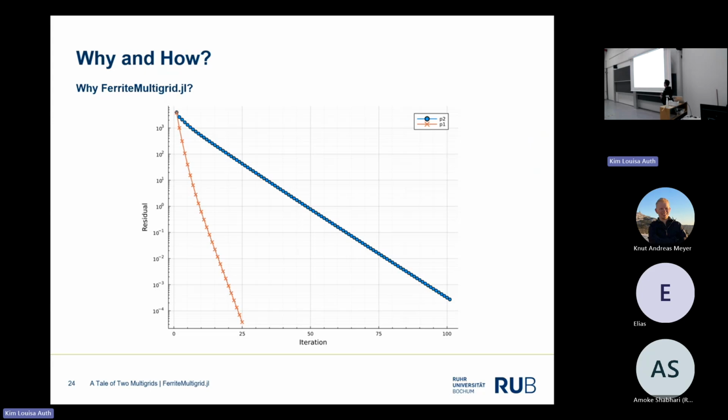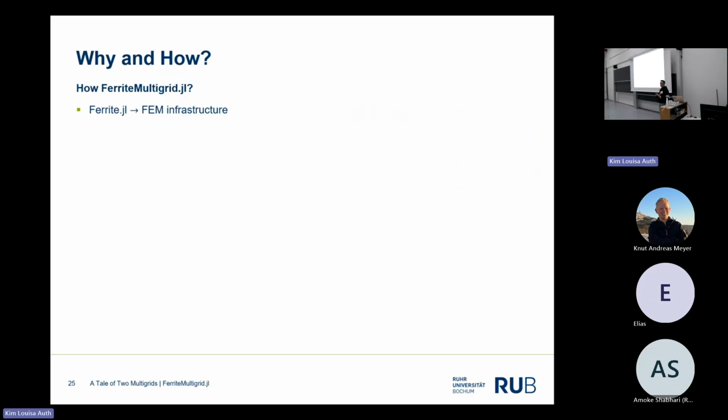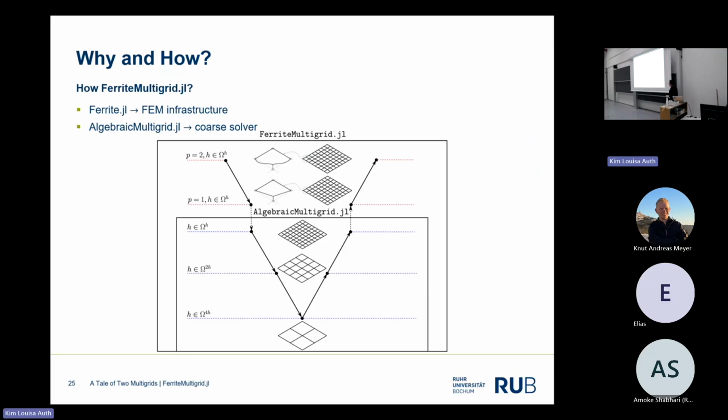So this is the why, but how to do it? Do we need to write a lot of code? No, because in order to implement Polynomial Multigrid methods, we need 2 ingredients. The first one is some finite element infrastructure, which we can get from Ferrite, and we need a coarse solver, which we can get from AlgebraicMultigrid. So if we would like to put this hierarchy in a diagram, it would be something like this. As you can see, AMG sits at the core of the package, and on top of it, we basically do some restriction and prolongation through different finite element spaces.